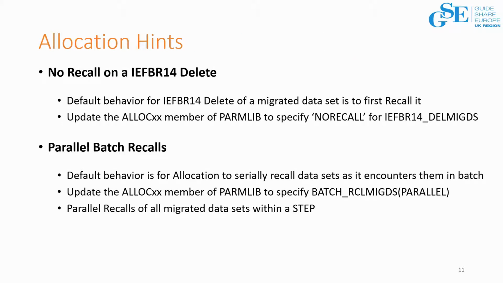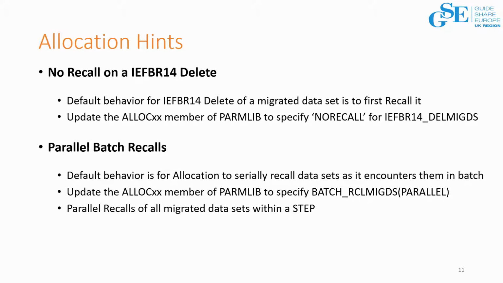So here we have a couple of simple yet beneficial hints related to data set allocation. It's common practice to start a job with an IEF-BR14 step that deletes an old data set. However, when the data set is migrated, HSM will first recall the data set and then allocation will delete it. So this obviously is resulting in unnecessary data movement that you are paying for. So you can update the alloc member of ParmLib to specify no recall for IEF-BR14 del MIG-DS. And this will ensure that the data set is simply deleted without HSM first recalling it.